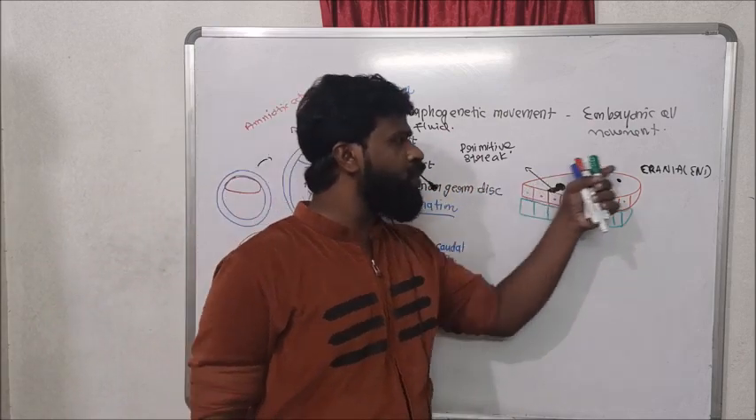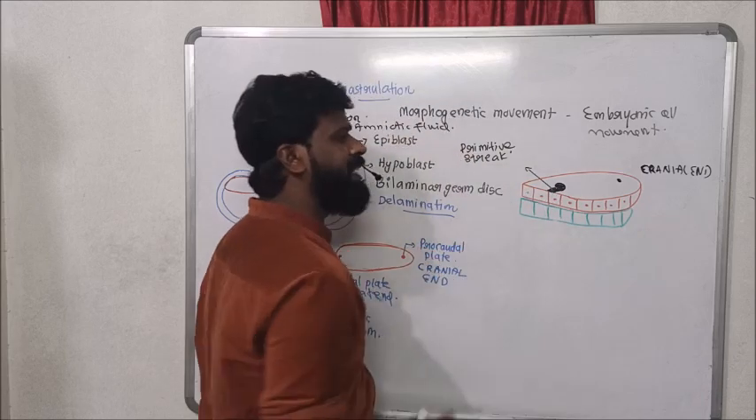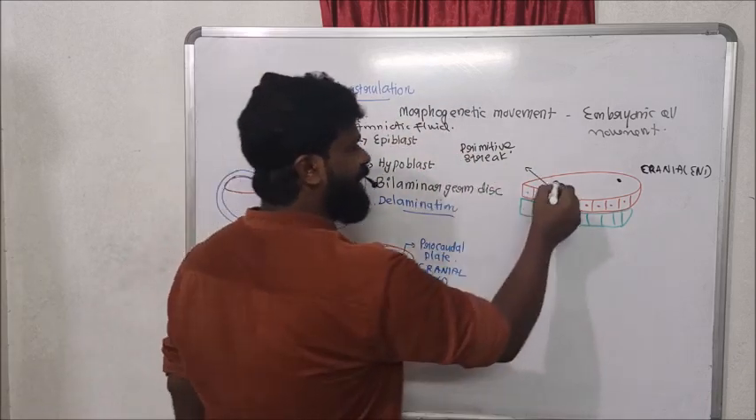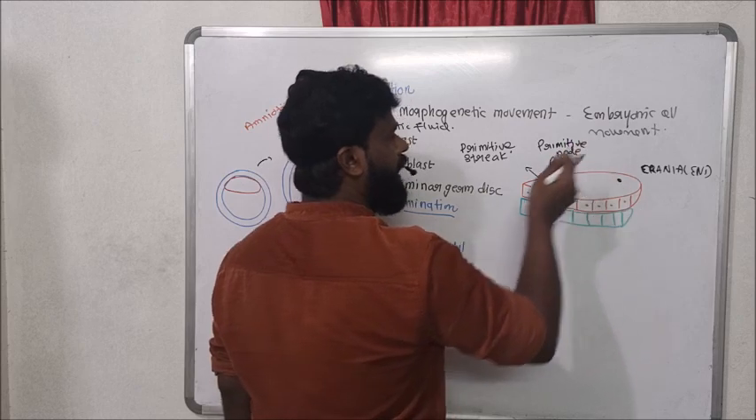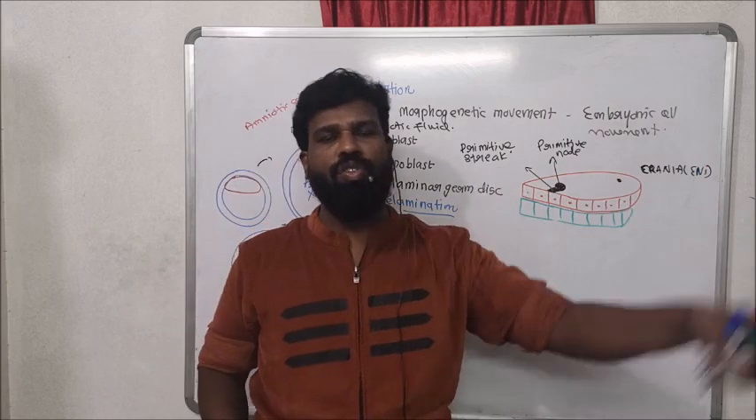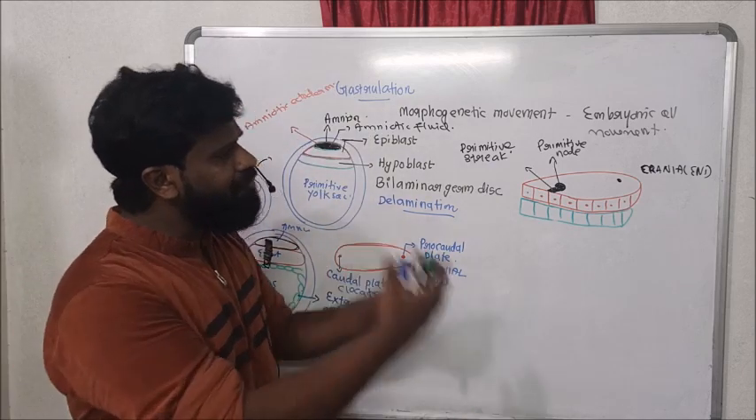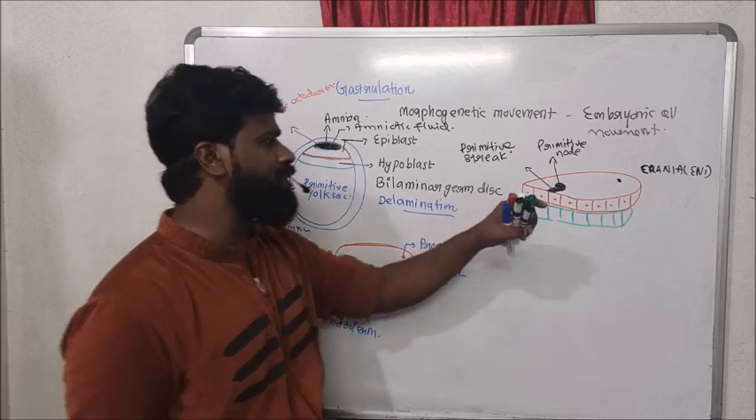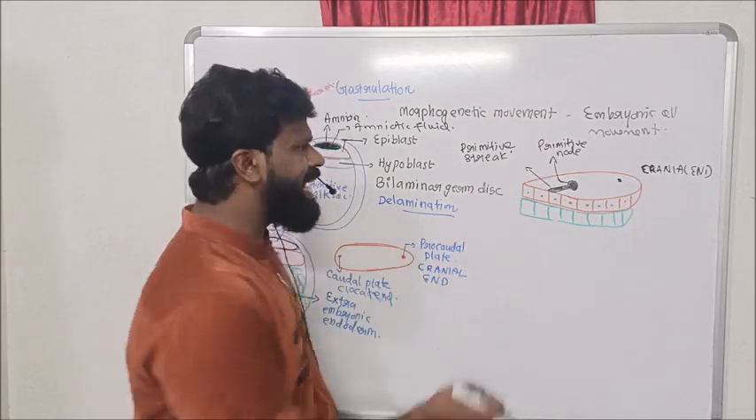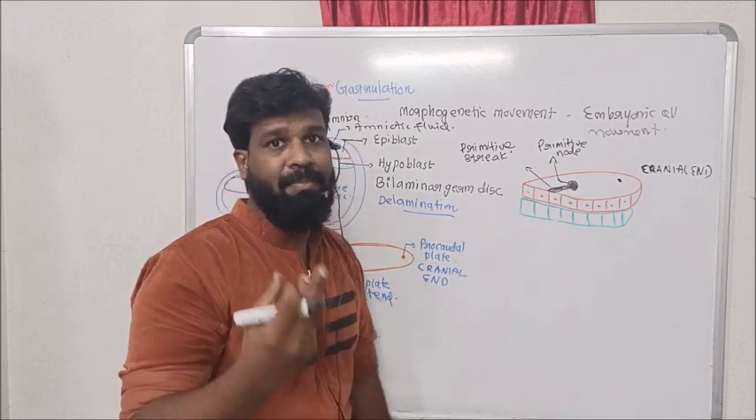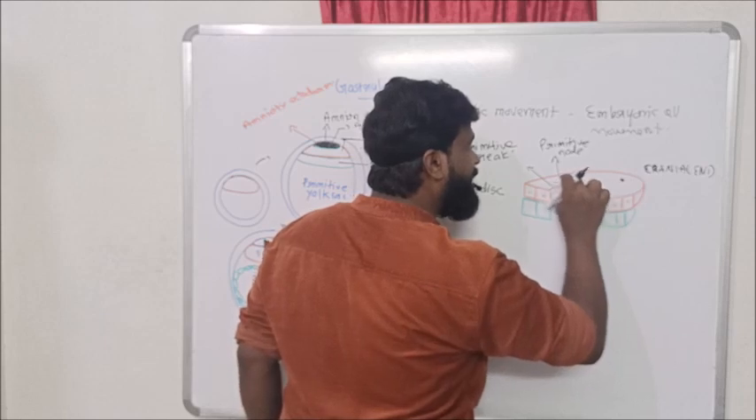This primitive streak goes towards the cranial end. The rounded thickened portion of this primitive streak is called the primitive node. The primitive streak and node grow towards the cranial end. After the formation of the primitive streak and primitive knot, some of the cells in the primitive streak and knot die, which causes a depression or cavity here.